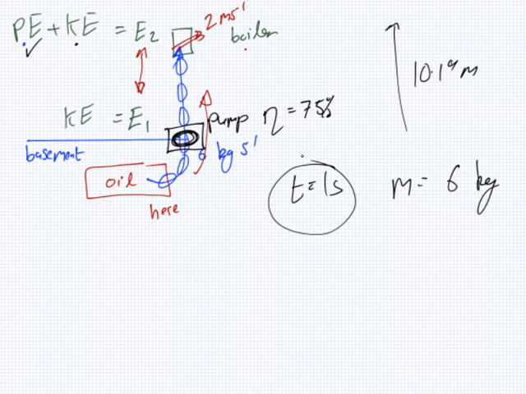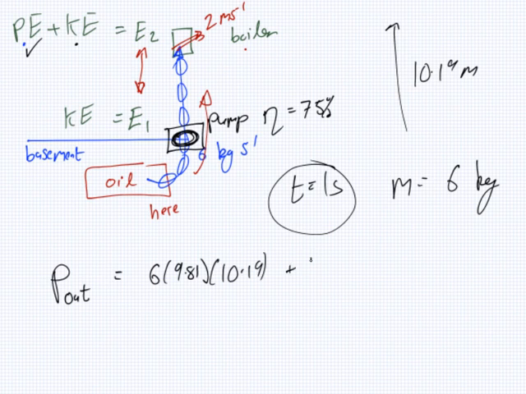Now don't be confused. Many seconds have to pass for it to get up here. But at that point, the pump no longer is caring about the 6 kilograms because it's left. It's already done the work to it. So it's not actually important how long it takes to get up here. So the useful output is mgh plus a half mv squared over 1. It's a 1 second time we're looking at.